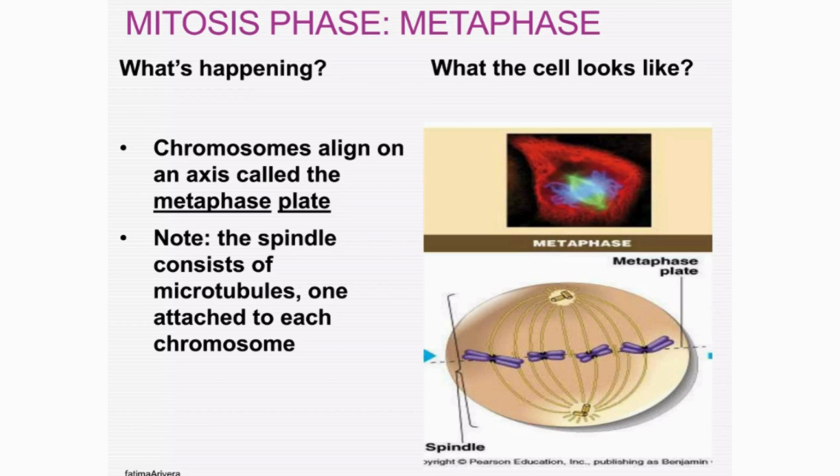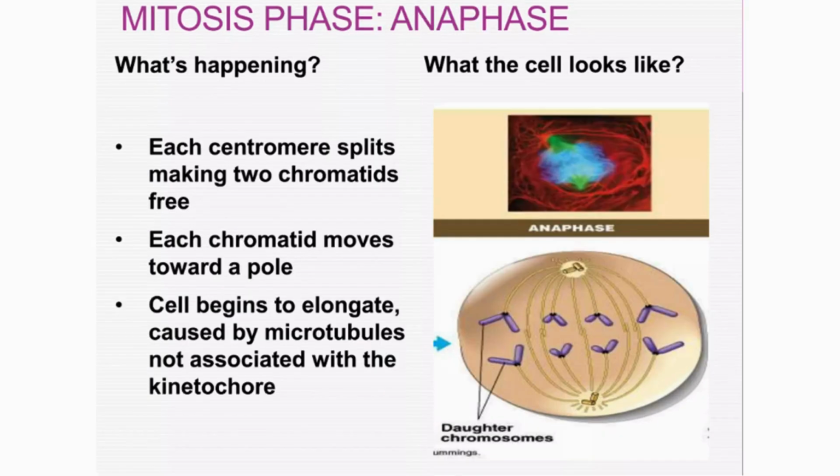The third step is the metaphase. It shows that all the chromosomes align at the center of the cell, which is the metaphase plate. In the diagram here you can see that all the chromosomes align along an axis called the metaphase plate. The axis shown is the metaphase plate, and note that all the spindles consist of microtubules. Here you can observe that all the microtubules attach to the chromosomes and they start to separate them.